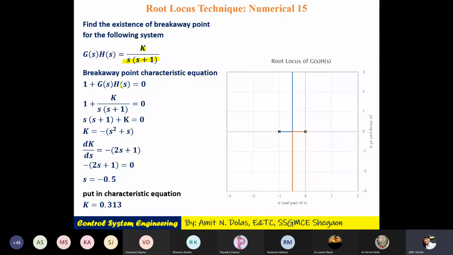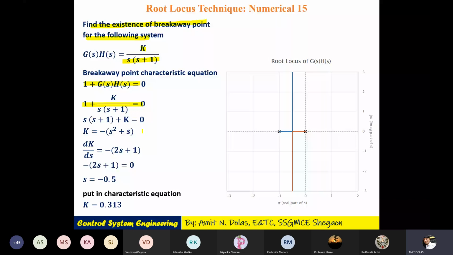But what do we have to find here? Find the existence of the breakaway point of the following system. We have to find the breakaway point. If I change the value of K, then these roots will come towards each other, will meet somewhere, that is called the breakaway point, and will again divert towards infinity. So the characteristic equation is this. I'll put 1 plus K by s into s plus 1 equal to 0. Then s into s plus 1 plus K is equal to 0. Therefore K will be equal to minus of s squared plus s. This is your K value.